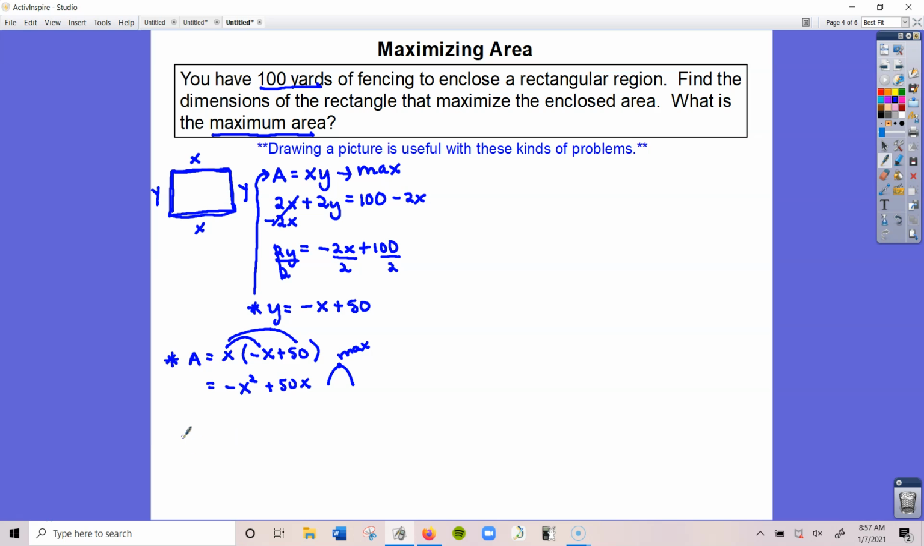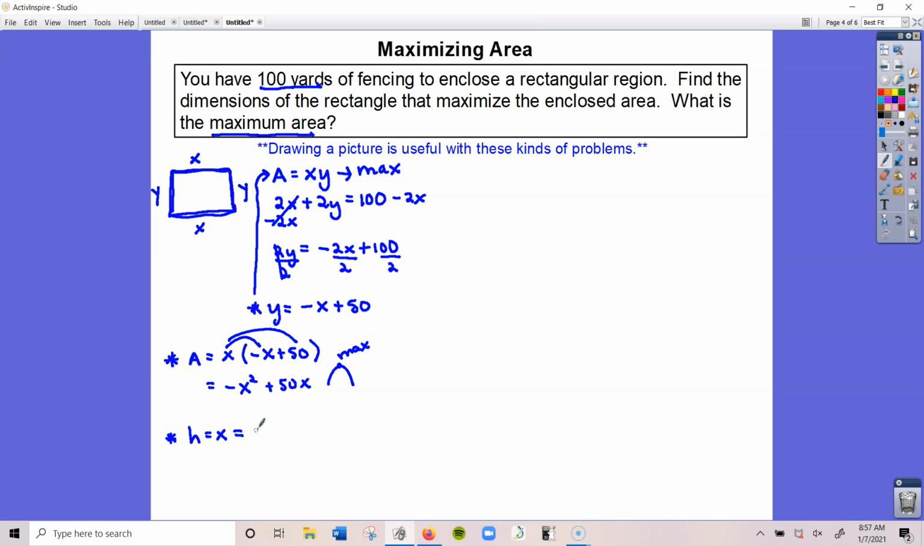So in order to find the maximum, we are going to first find the vertex. So h, and I'm going to start writing what the variable is so that we don't lose track. H in the case of this quadratic is equal to that variable, which is x.